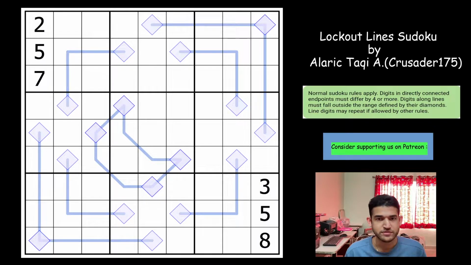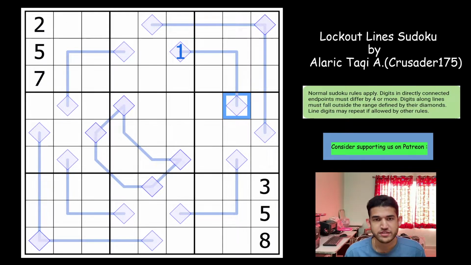Let's go to the rules. Normal classic rules apply. So each row, each column and 3 by 3 box in the grid has digits 1 to 9. So that part would be common for every Sudoku. Digits in directly connected endpoints must differ by 4 or more. So for example, these two diamonds are directly connected and they must differ by at least 4. So for example, this is a valid system of digits, but this could also be possible. So the difference must be at least 4.